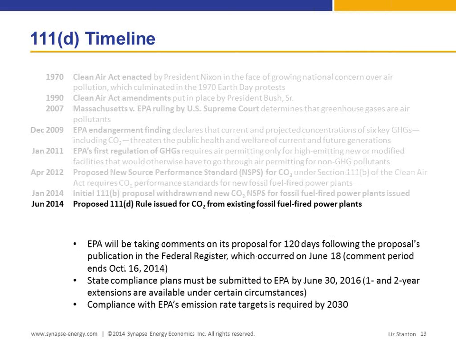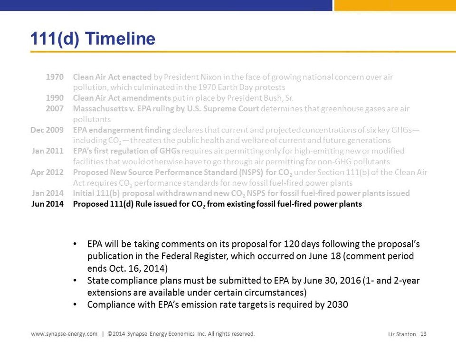So the actual proposed 111D rule came out on June 18th. We had seen a draft of that a little bit earlier, but this is when the proposed rule came out in the Federal Register. From that point, when it appears in the Federal Register, there are 120 days for people to make comments to EPA. So we've begun that period now, which ends on October 16th.